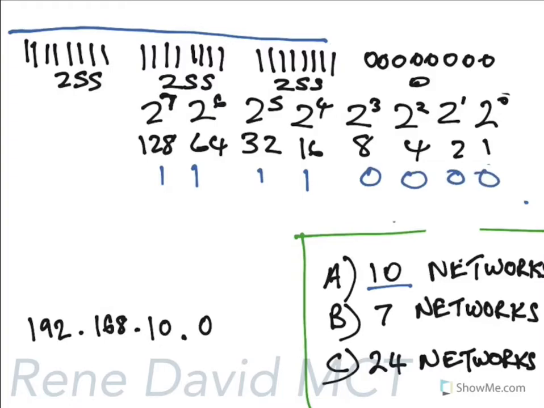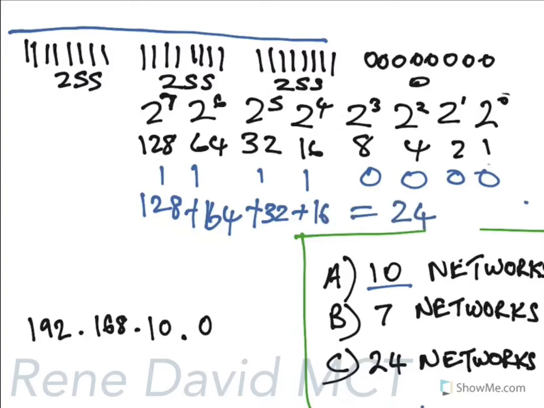So our subnet mask here becomes 128 plus 64 plus 32 plus 16, which gives you 240. Obviously, 0, 0, 0, 0 is 0. All right, so that gives us 240. Right, and our subnet mask here becomes 240, right, with these 4 bits becoming your ones.